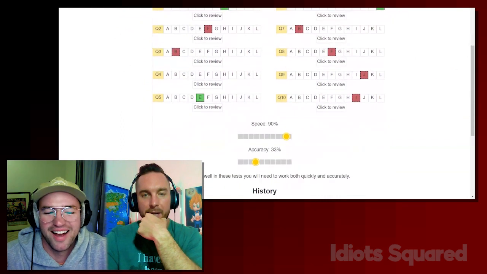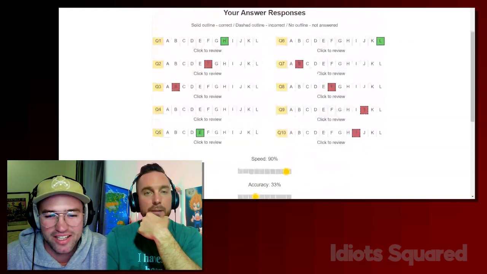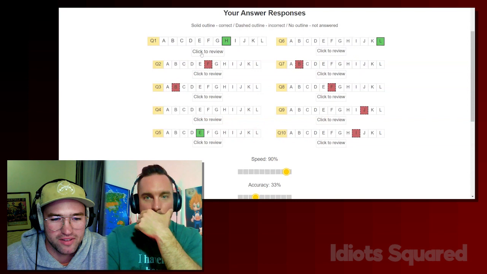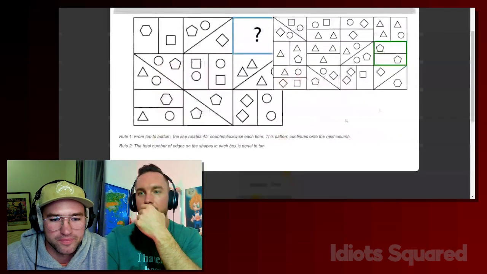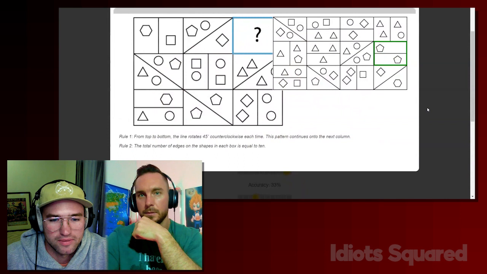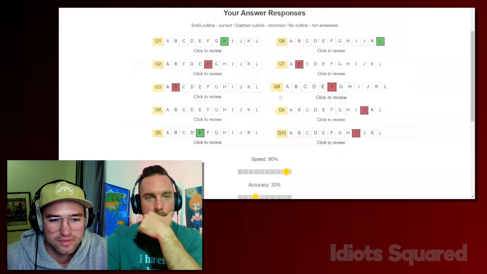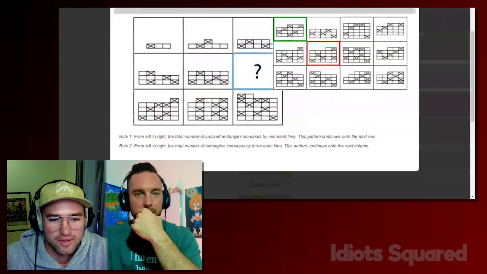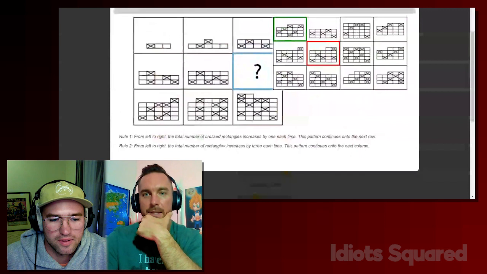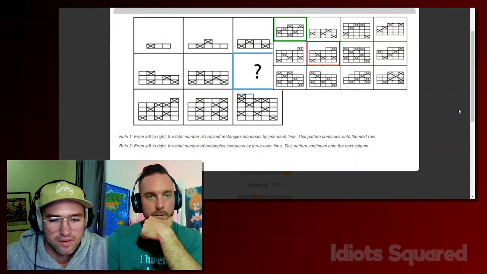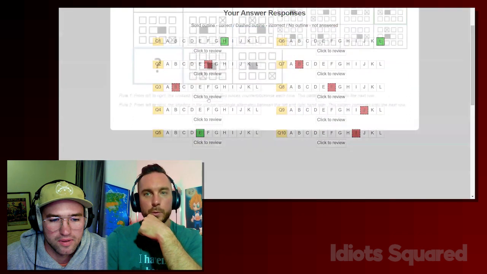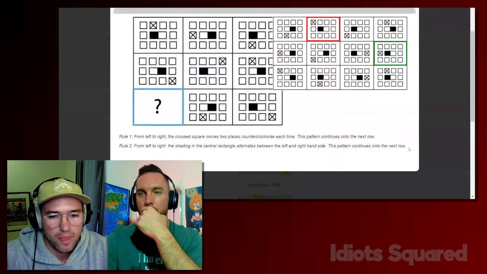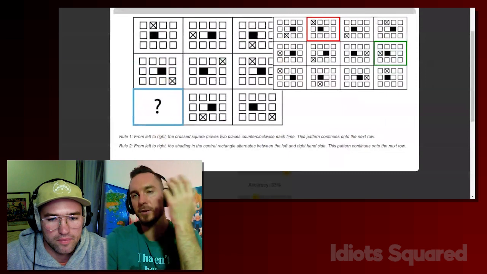Speed, 90%. Accuracy, 33. So we got the first one. I want to see. We got the first one right. That was good. All right. Can I just go through this? Okay. And that's the second one. All right. Yeah, see, I was thinking it was one with boxes on this side. That was my abstract reasoning. But question number 3. Oh, fuck. It's hard to say if we were close or not.